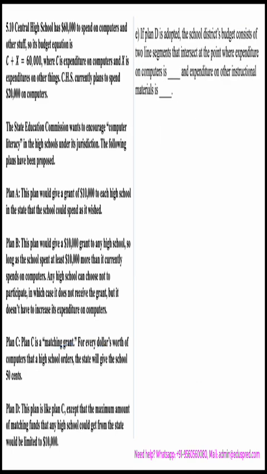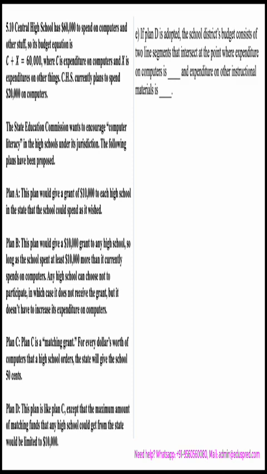Now moving on to the next part, it says if plan D is adopted, the school district's budget consists of two line segments that intersect at the point where expenditure on computers is dash and the expenditure on instructional material is dash. So basically plan D says that this plan is like plan C, except that the maximum amount of matching funds that any high school could get from the state would be limited to 10,000. See, plan D involves a matching grant, but with the maximum matching funds limit of 10,000.